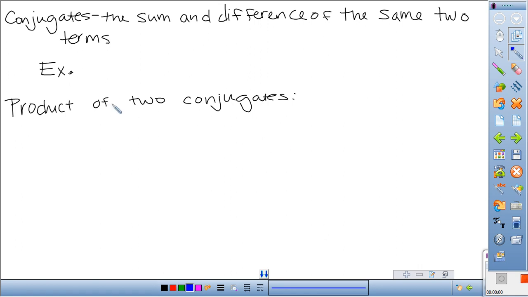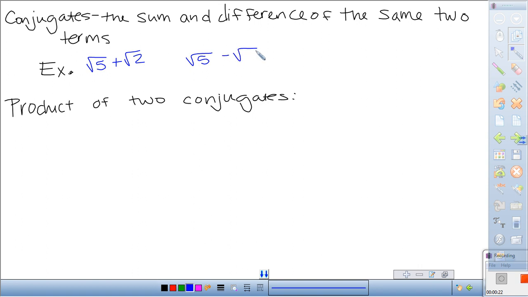is 11-2. We just have two more examples, but before we get to those, I want to talk about conjugates. The term conjugates is the sum and difference of the same two terms. For example, some conjugates would be the square root of 5 plus the square root of 2 and the square root of 5 minus the square root of 2.